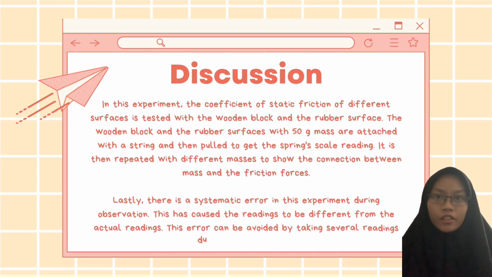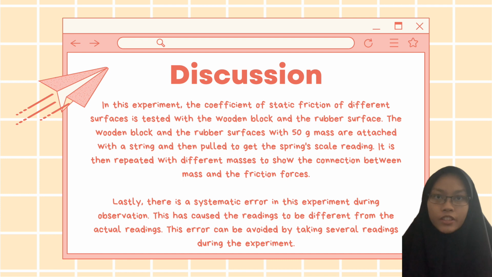In this experiment, the coefficient of static friction of different surfaces is tested with the wooden block and the rubber surface. The wooden block and the rubber surface with 50 gram mass are attached with a string and then pulled to get the spring scale reading. It is then repeated with different masses to show the connection between mass and the friction force. Lastly, there is a systematic error in this experiment during observation. This has caused the reading to be different from the actual readings. This error can be avoided by taking several readings during the experiment.